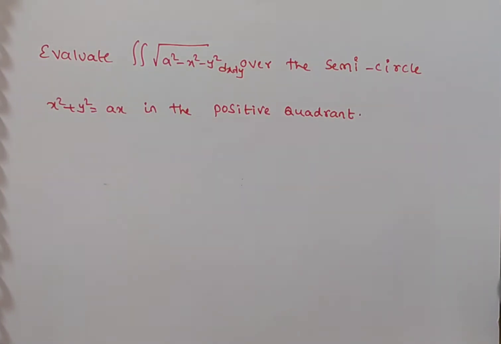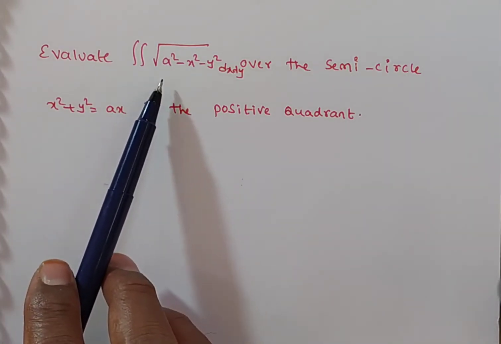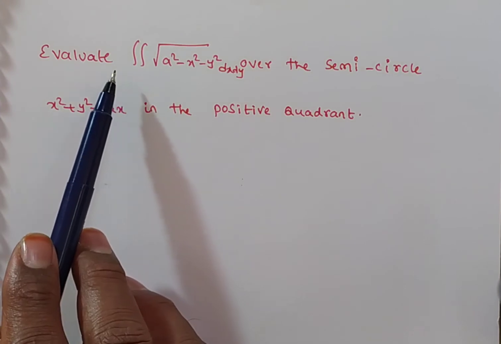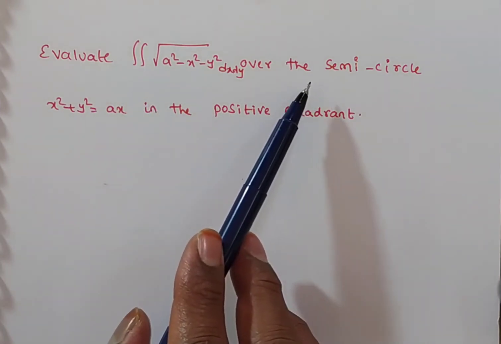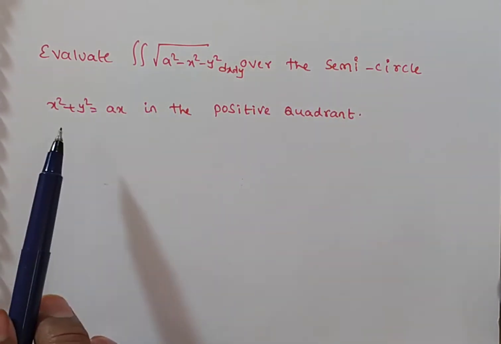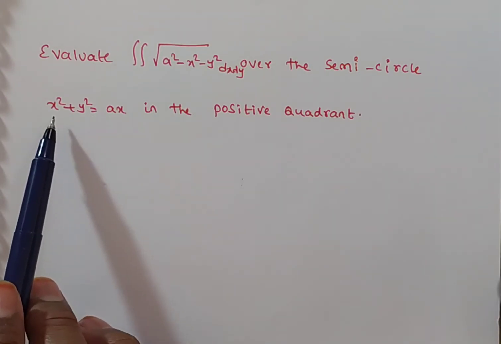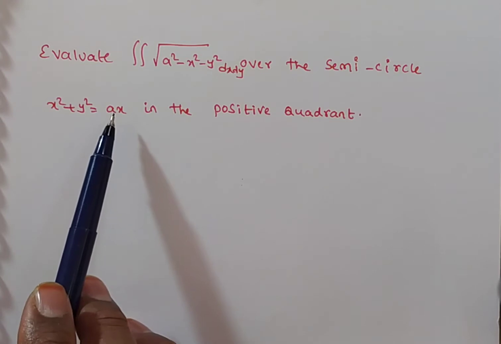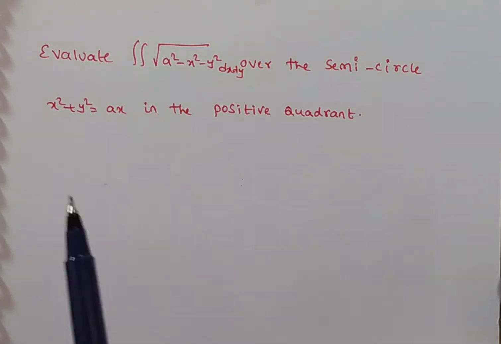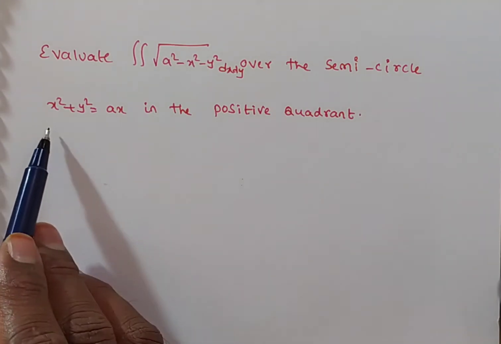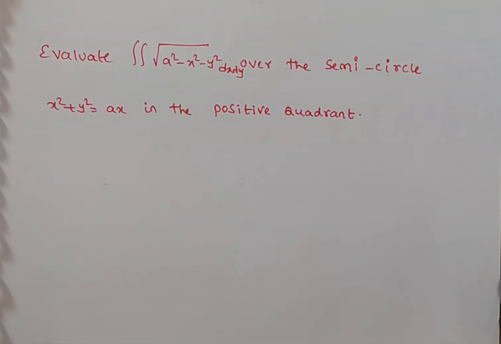So first you observe the given problem is in Cartesian coordinates, a double integral. Are limits given? They are not given, but they are mentioned clearly: over the semicircle. The semicircle is x square plus y square is equal to ax. If it were x square plus y square is equal to r square form, we could directly say it is the general circle we know. But here x square plus y square is equal to ax is given.